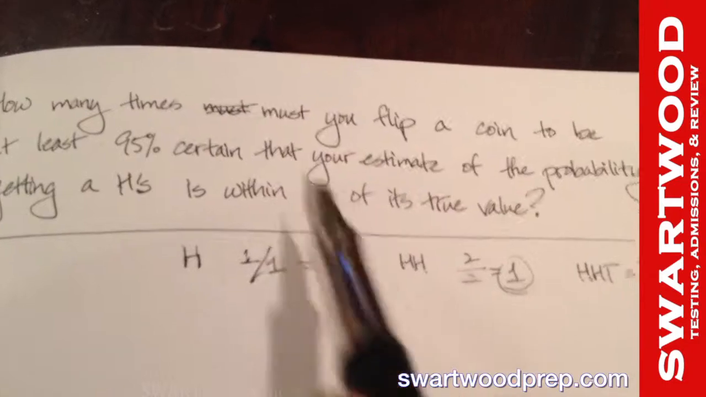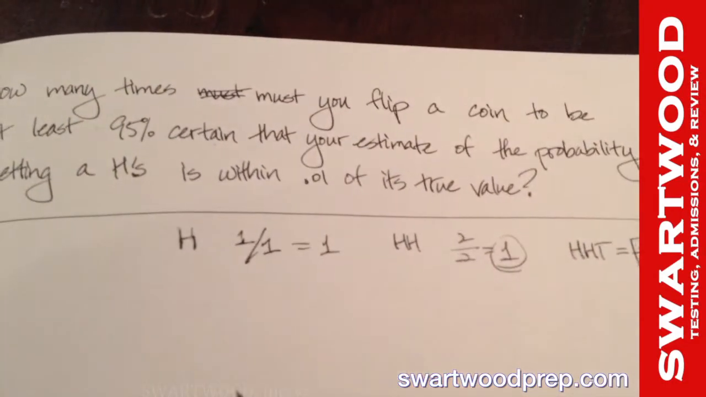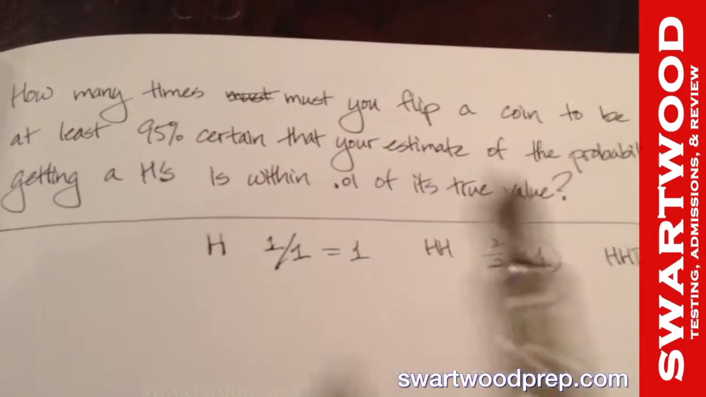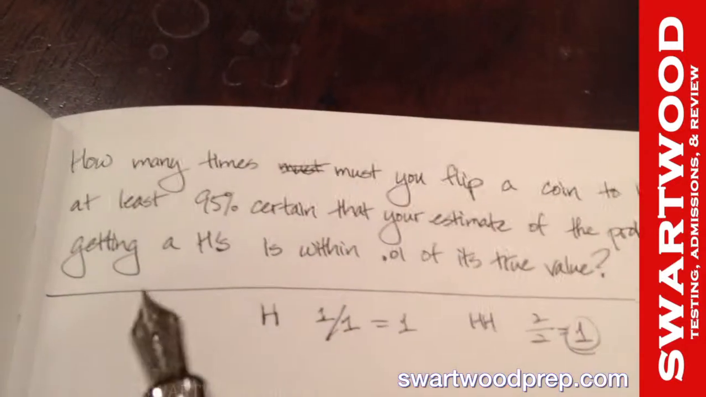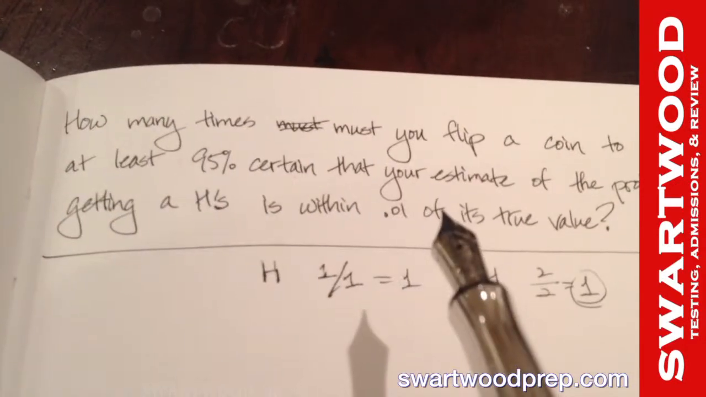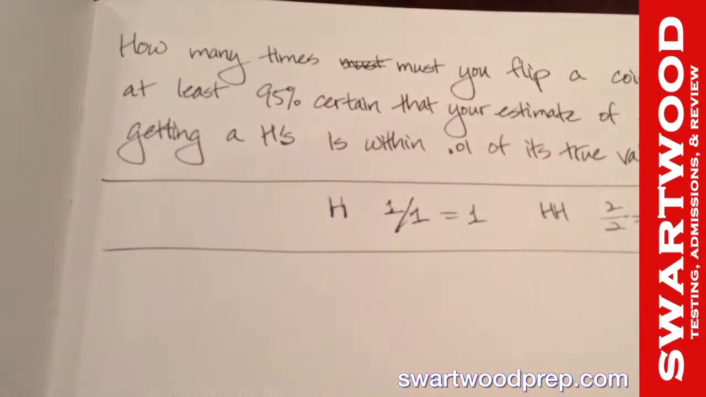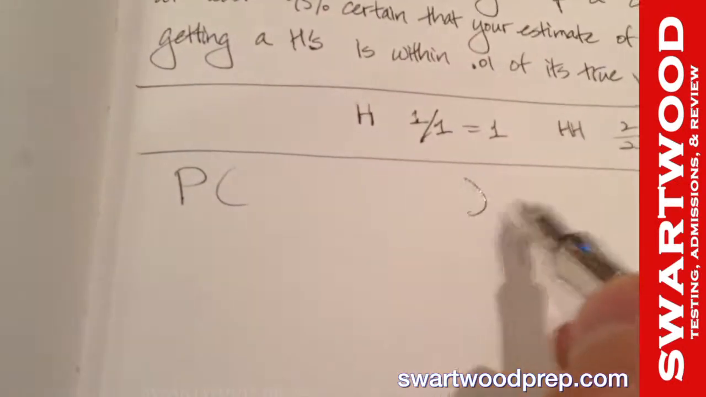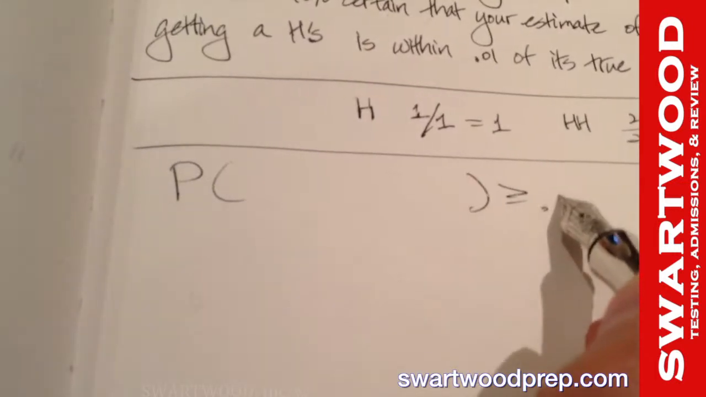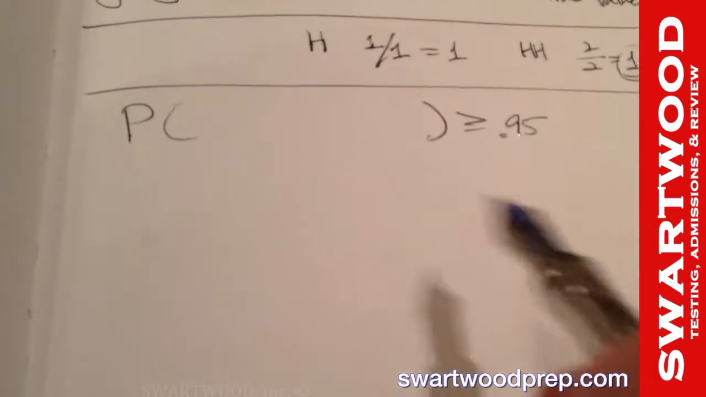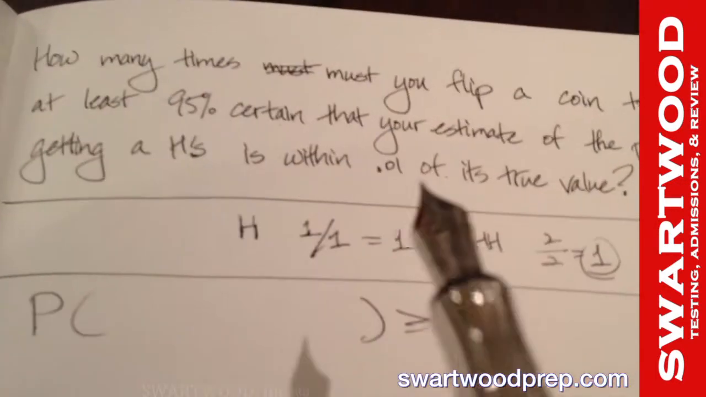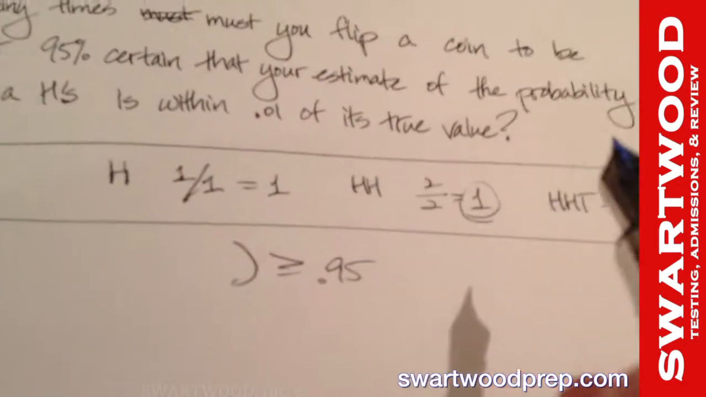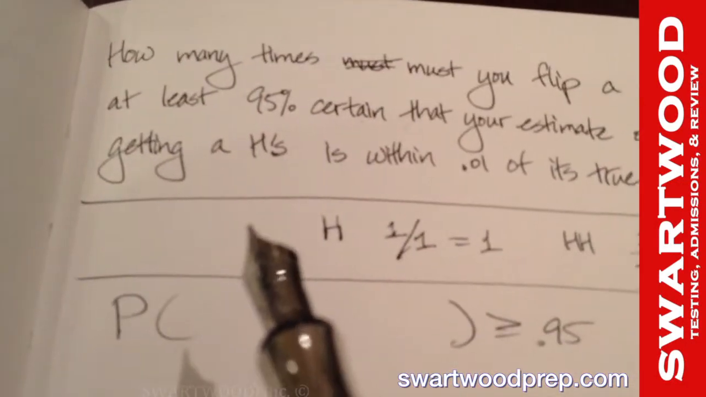Okay, so now the question is, how do we translate this statement up here into symbols, right? How many times must you flip a coin to be at least 95% certain? Sounds like a probability. So I think I'm going to write it like this. I want the probability that whatever we're looking at is going to be at least 95%. At least 95% certain of what? At least 95% certain that your estimate of the probability of getting a heads.